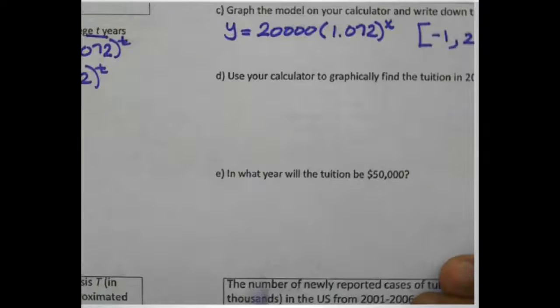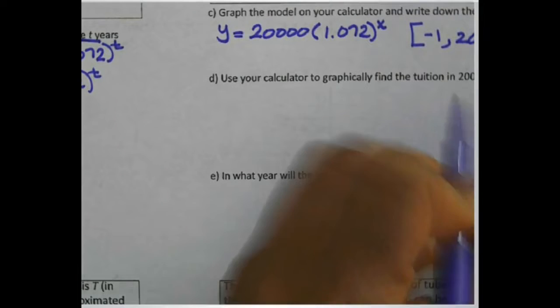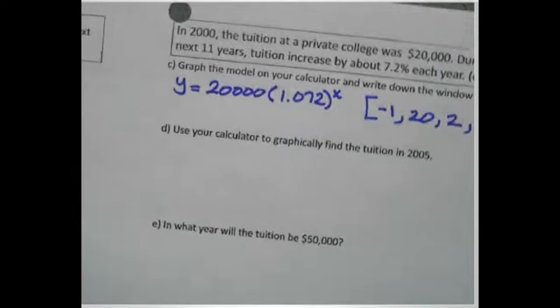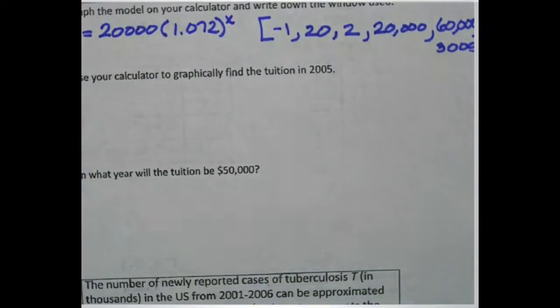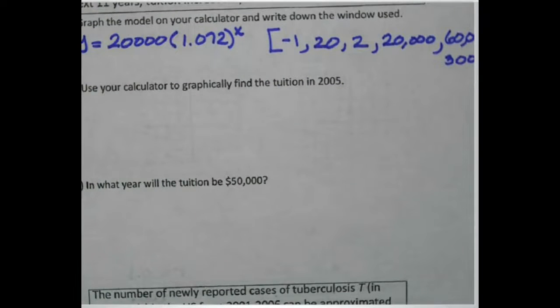Okay, so then I'm going to have you graph to find the tuition in 2005. For that, I'm going to use my calculator, but first thing I want you to do is go ahead and enter all of this in and then hit graph, please. And let's see if our graphs match up.